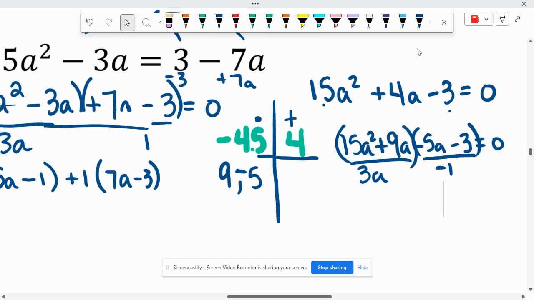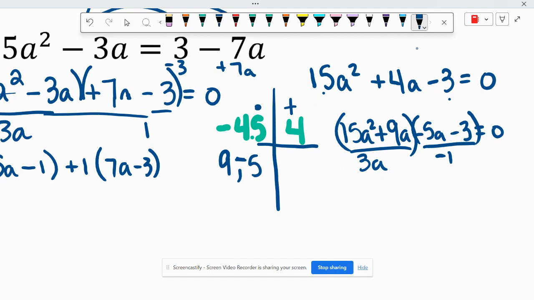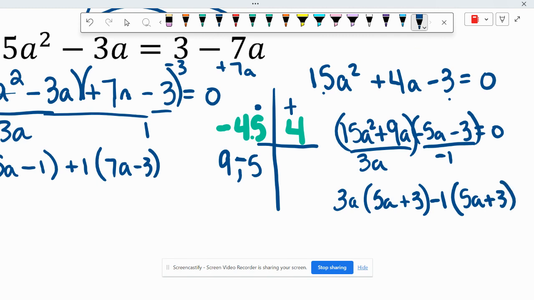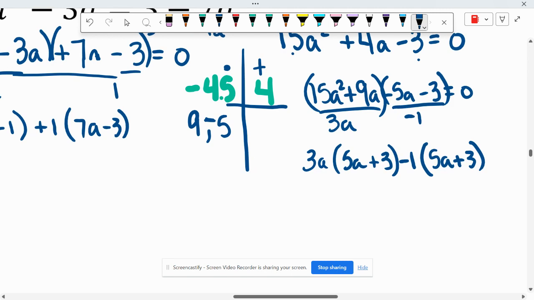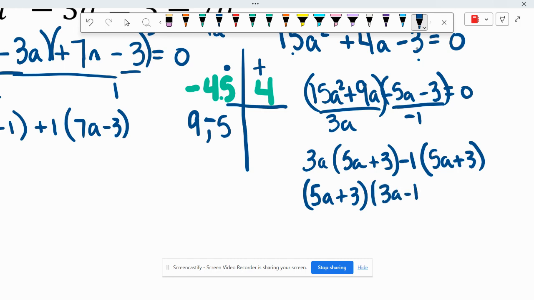So now 15a squared divided by 3a is 5a. And 9a divided by 3a is +3. When I take out my -1, -5 divided by -1 is a +5. -3 divided by -1 is a +3. Do I have a copycat now? Yes. So my factors are 5a plus 3 and 3a minus 1.